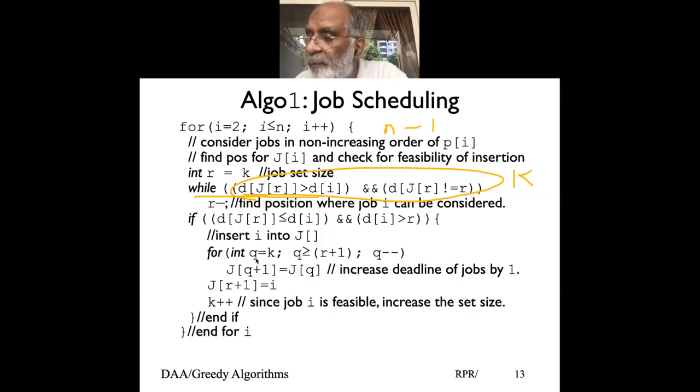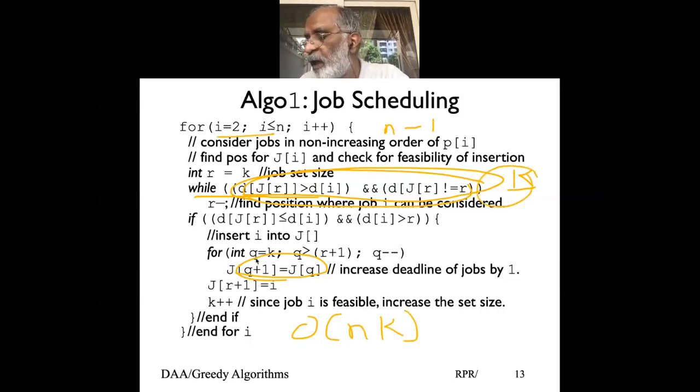Then for each loop, I'm doing this checking k times. And again, the shifting is again maximum k. For n jobs, I could be doing k amount of work. So my time complexity is order n into k, because for each of n, I'm doing the k work. And since k could be order of n, this time taken is order n square.